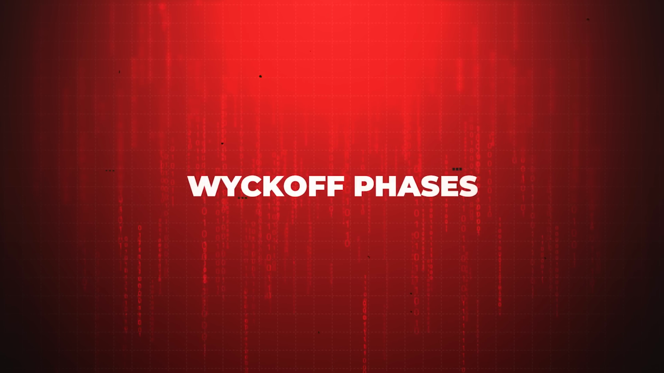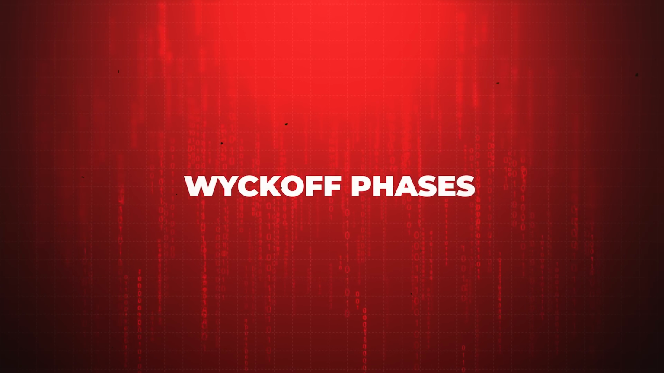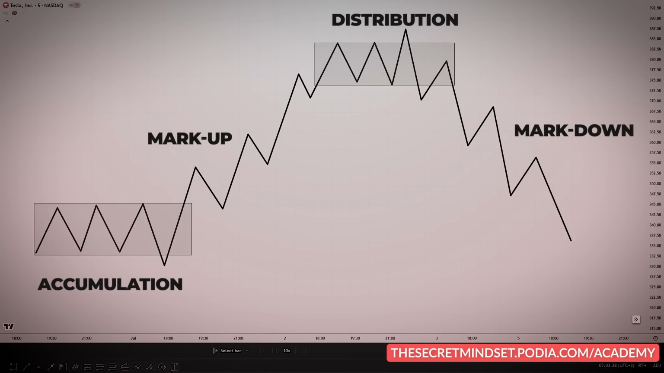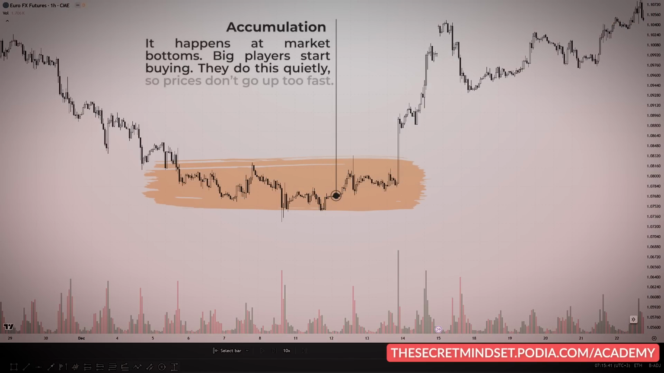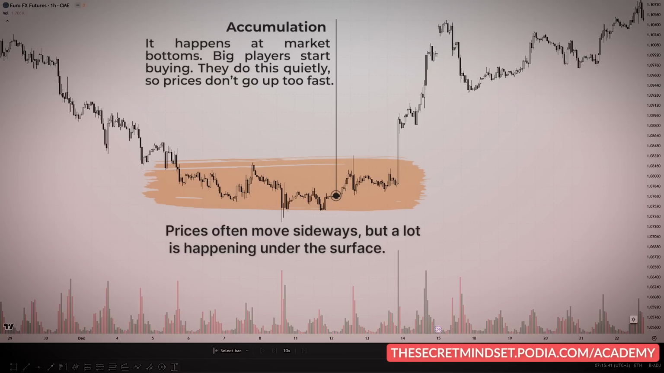The Wyckoff method breaks down market action into four main phases: accumulation, markup, distribution, and markdown. Accumulation is the first phase. It happens at market bottoms. This is when big players start buying. They do this quietly, so prices don't go up too fast. During this phase, prices often move sideways. It might look boring, but a lot is happening under the surface.